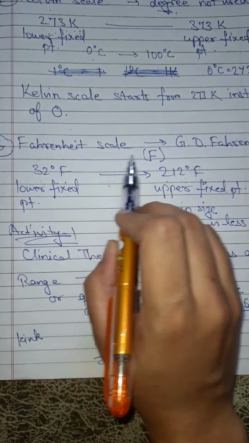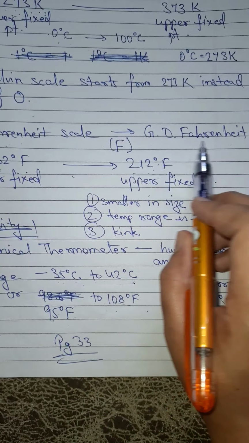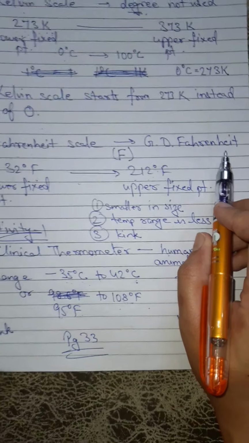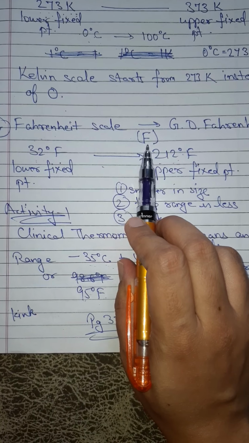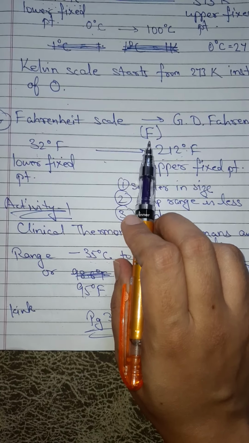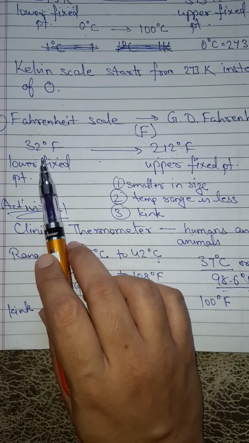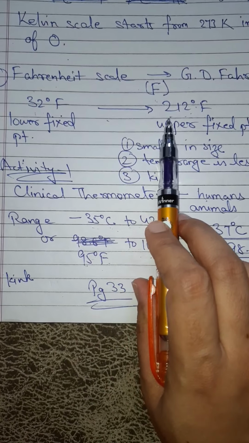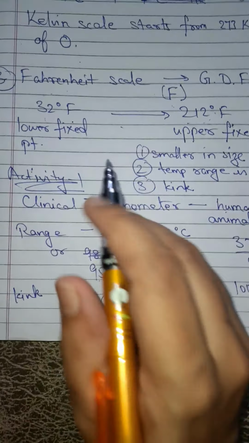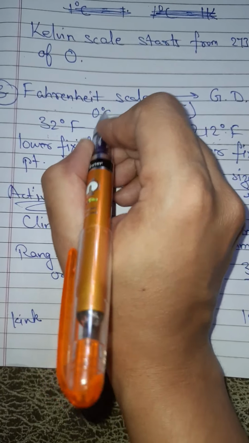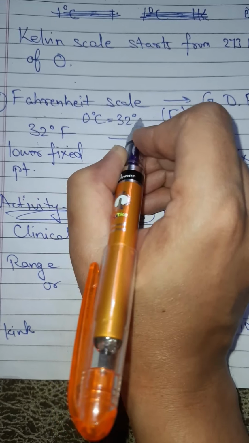Third is the Fahrenheit scale. It was given by the scientist G.D. Fahrenheit. He was a German scientist. The symbol is capital F. The Fahrenheit scale also starts from 32 degree Fahrenheit to 212 degree Fahrenheit. So the lower point is 32 degrees Fahrenheit. We can also say that 0 degrees Celsius is equal to 32 degree Fahrenheit.